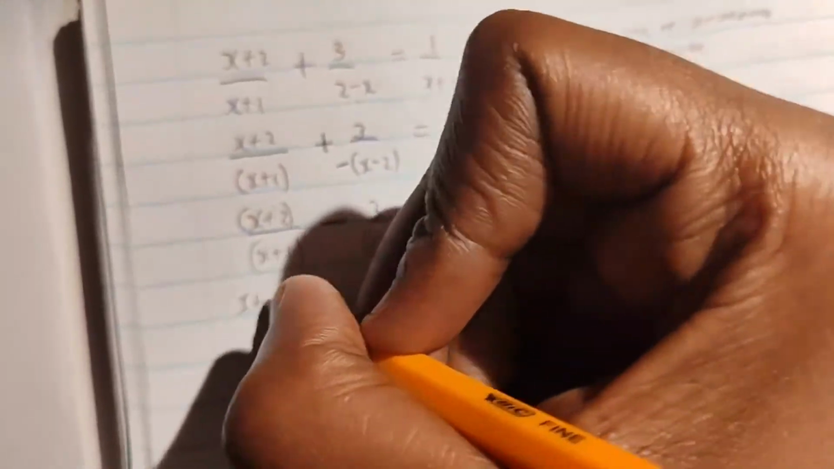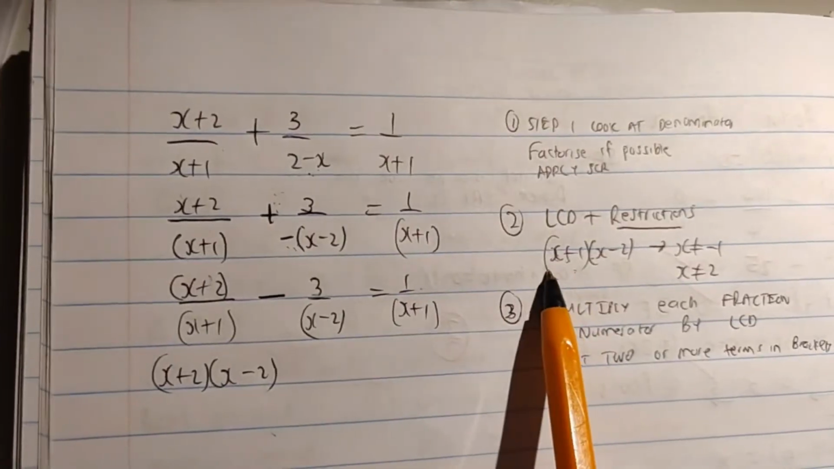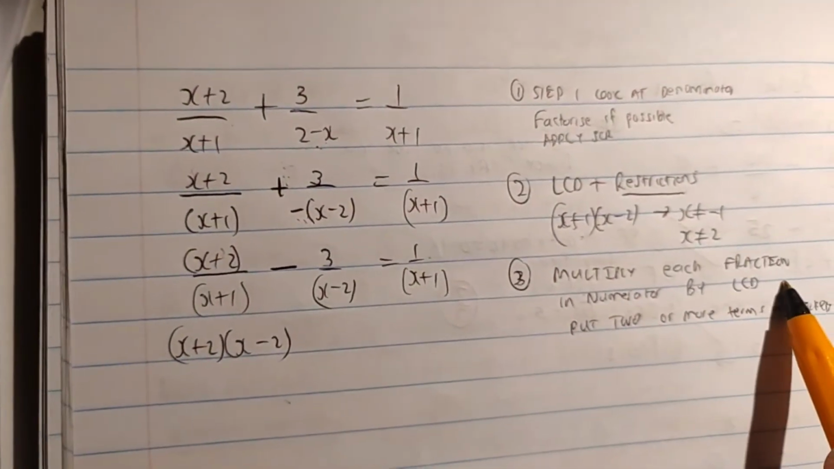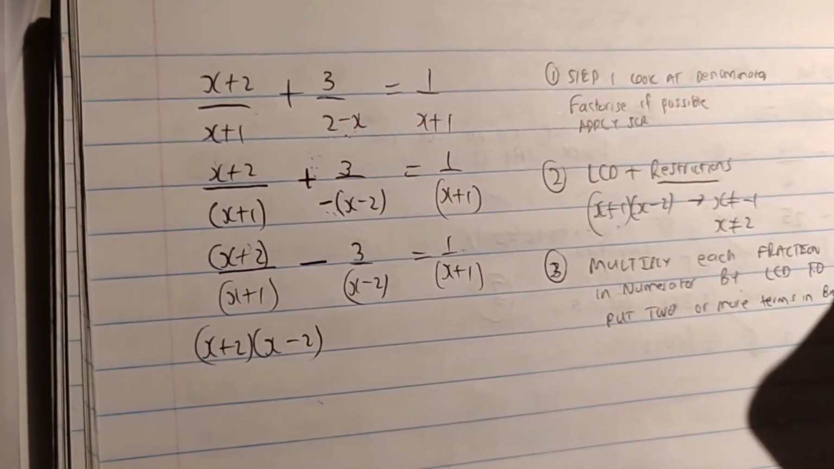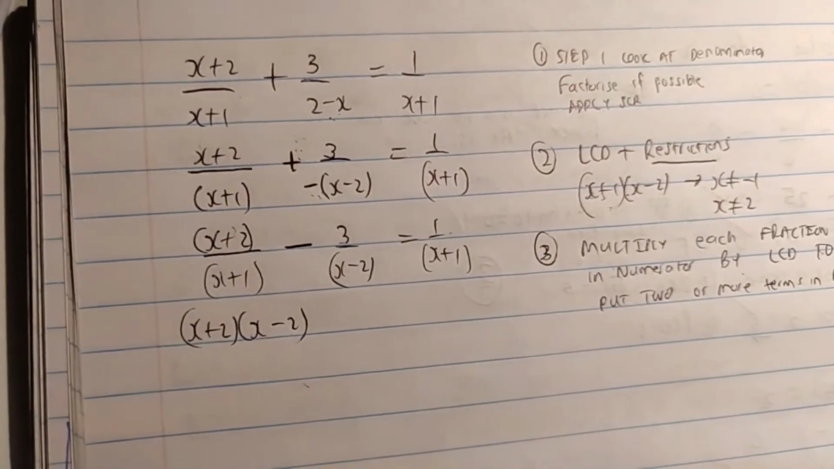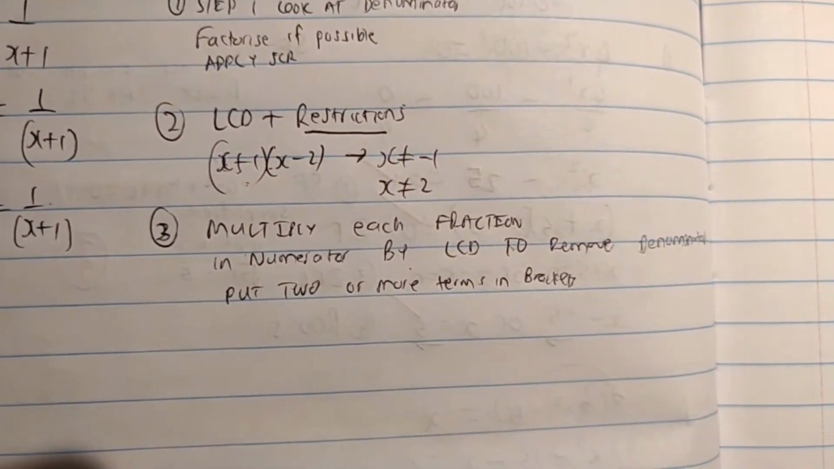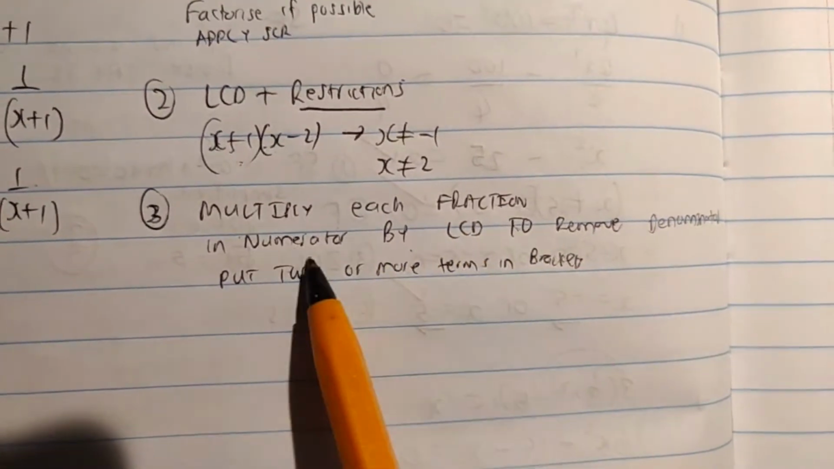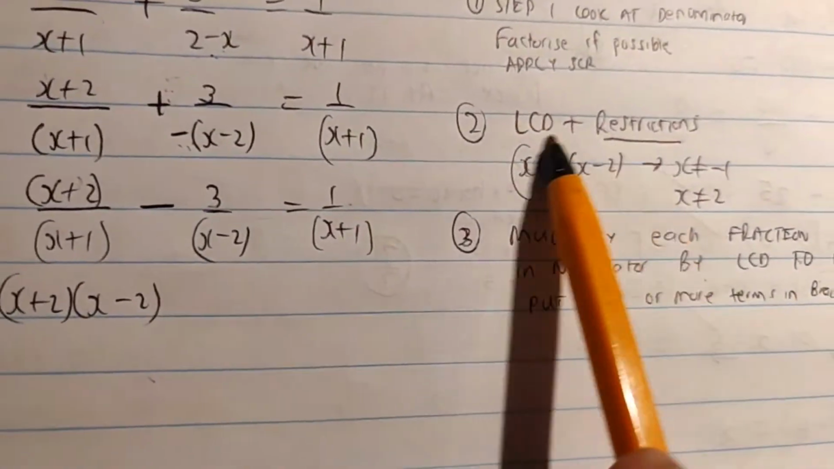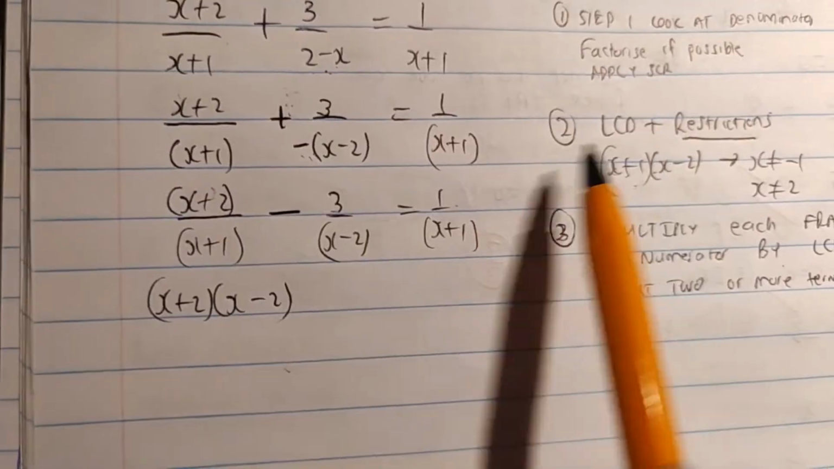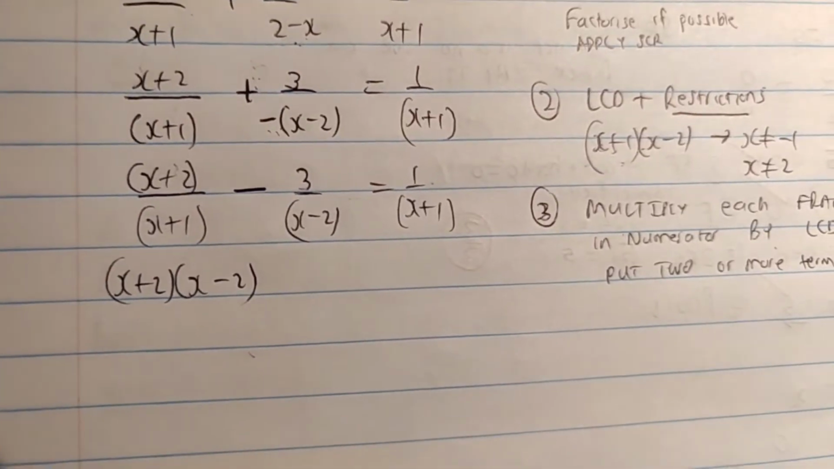So I have gotten rid of the denominator x plus 1 by multiplying by the LCD. Why do we multiply each fraction in the numerator by the LCD? To remove the denominator. We are getting rid of the denominator so that we can have an equation that we can solve, that is workable. So it's happening. Take this, multiply at the top. Who goes? He goes. Who gets left behind? He gets left behind. I call it the who goes and who gets left behind.